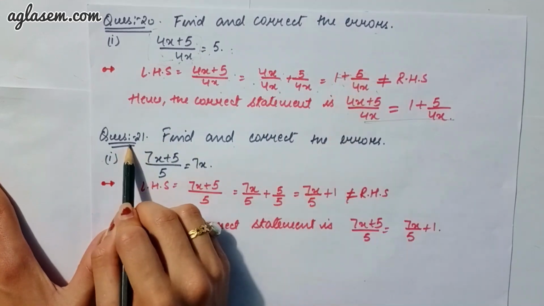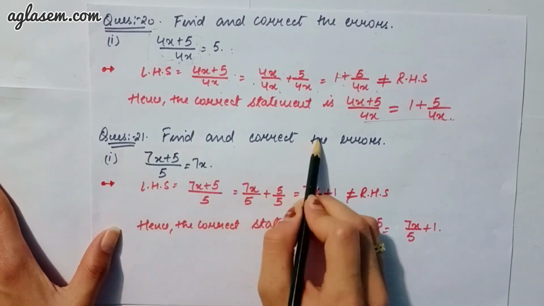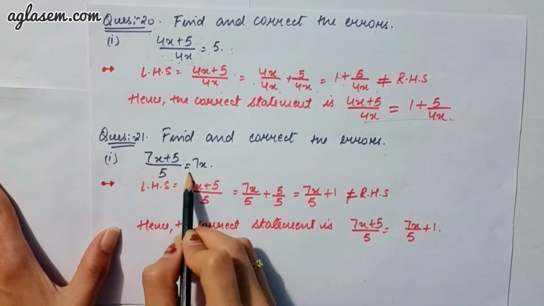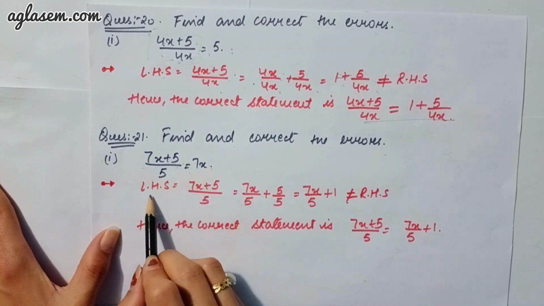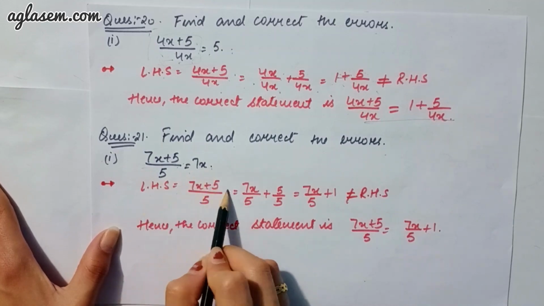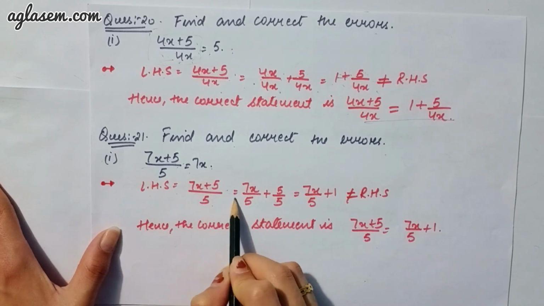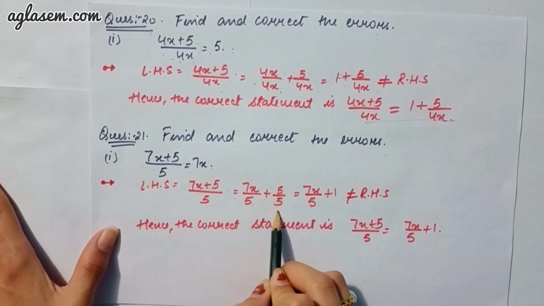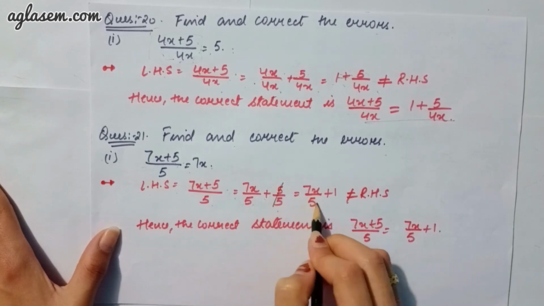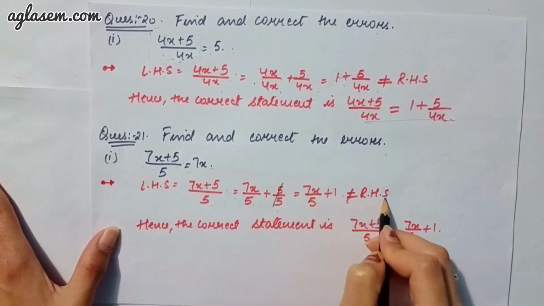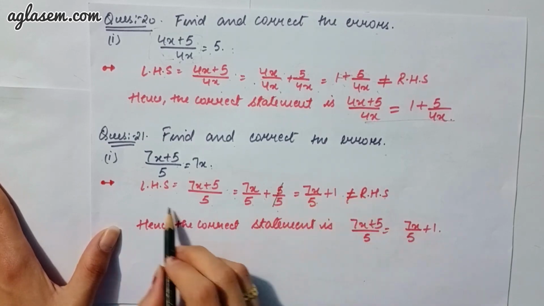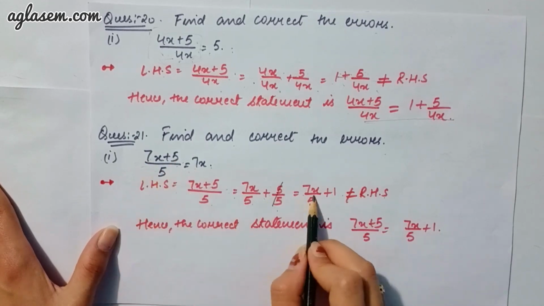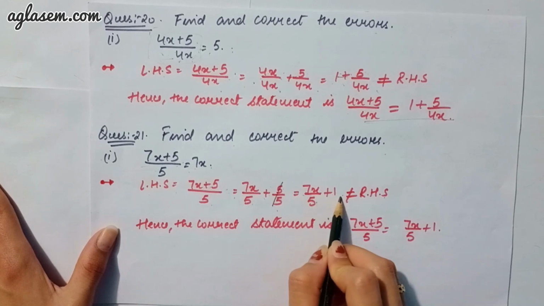Moving to our 21st and last question, which says find and correct the errors: (7x + 5) divided by 5 equals 7x. Now taking again LHS, that is (7x + 5) divided by 5 equals 7x divided by 5 plus 5 divided by 5. It will give you 7x upon 5 + 1, which is not equal to RHS. Now the correct statement is (7x + 5) upon 5 equals 7x upon 5 + 1.